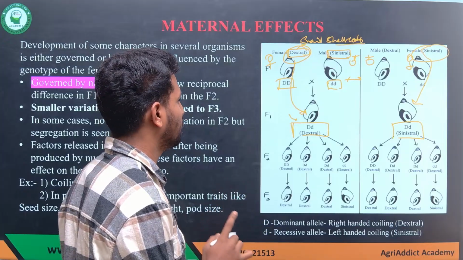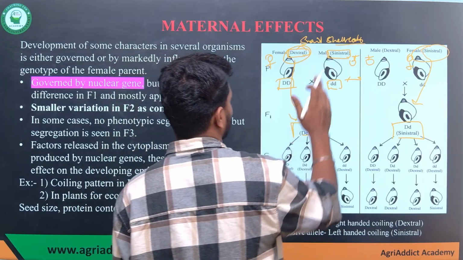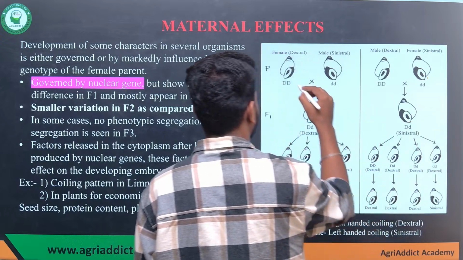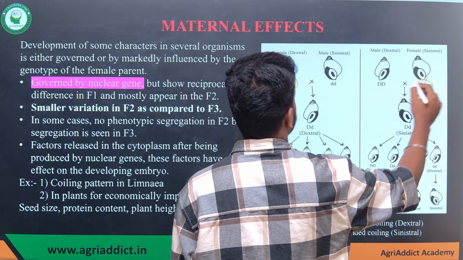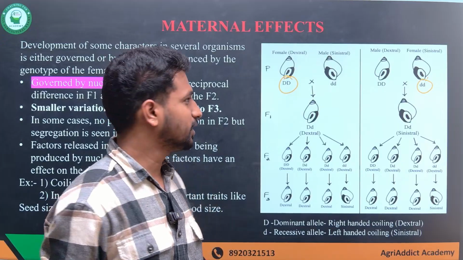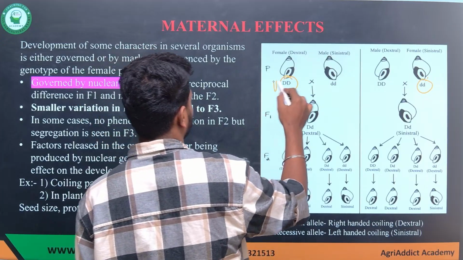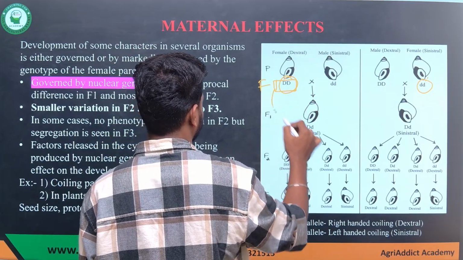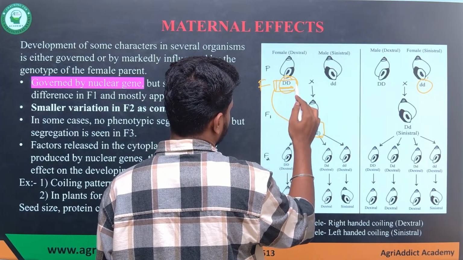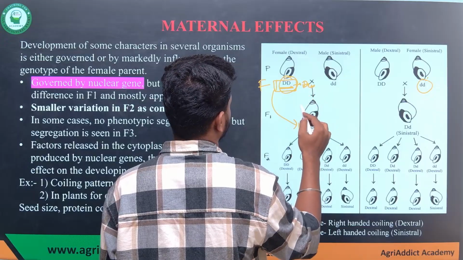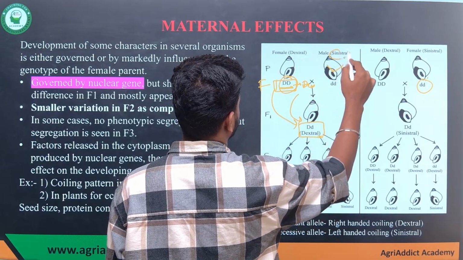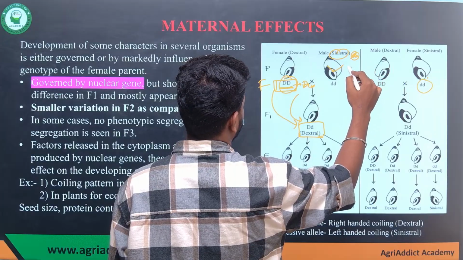But one thing you should not miss here is that you should not see the phenotype of the female but the genotype of the female. So here it's not the phenotype of the female that is transferring to the next generation, it is the effect of the genotype of the female parent which is shown in the progeny generation. As you can see, if there is a DD, which will definitely give the dextral, then the progeny will be automatically dextral irrespective of whether it is sinistral or dextral in the male.